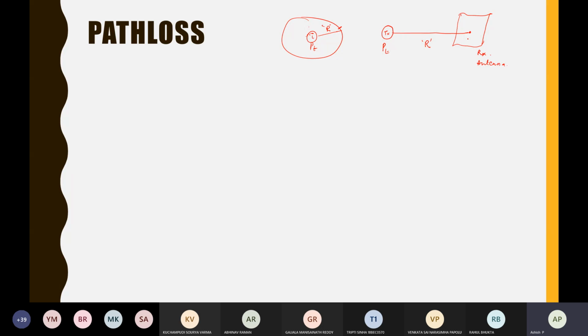So at this receiving antenna, what is the flux density of this electromagnetic wave? Flux density is how much is the power per unit area.